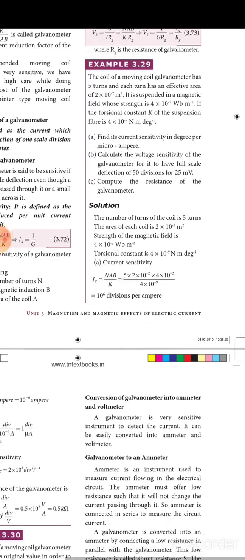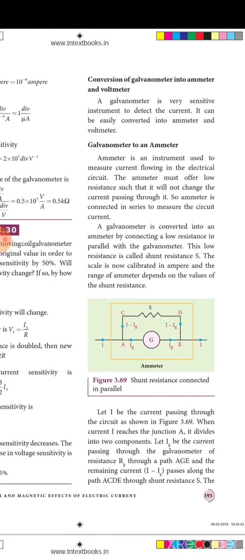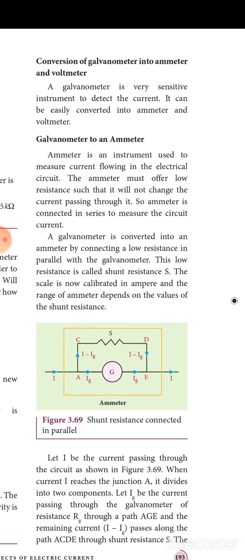And finally we are going to see the last and most important topic: conversion of galvanometer into voltmeter and conversion of galvanometer into ammeter. We know that a galvanometer is a device used to measure the flow of current. So we are going to change the galvanometer into an ammeter and into a voltmeter. The first process, converting G to A, which means galvanometer into ammeter, is by connecting a low resistance in parallel to the circuit. This is called the conversion of galvanometer into ammeter.